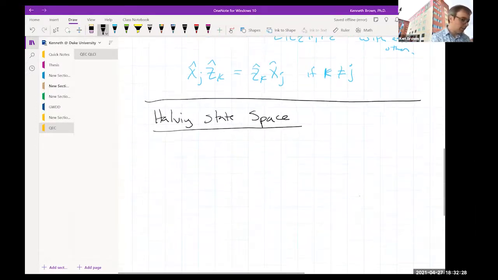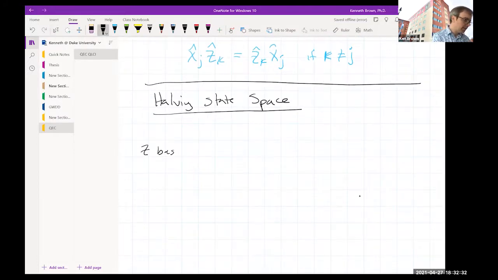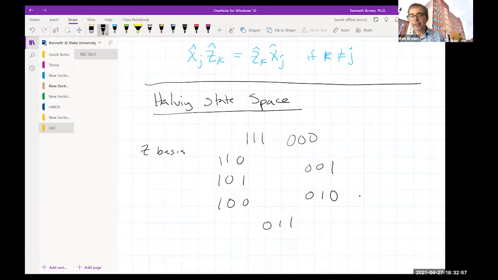So let's use our example in the Z basis. We have 000, 001, 010, 011, and so on. These are our eight Z basis eigenstates. Now if I pick one stabilizer to be ZII, what that does is it fixes the value of the first bit to be zero. And so it cuts the space in half, where this is the positive side, and this is the negative side.